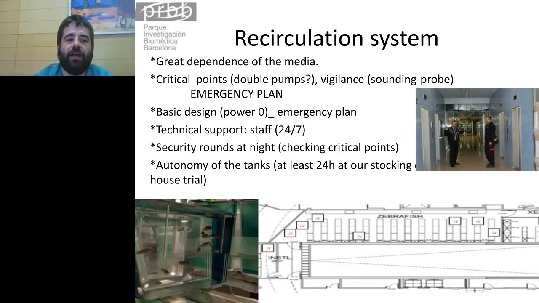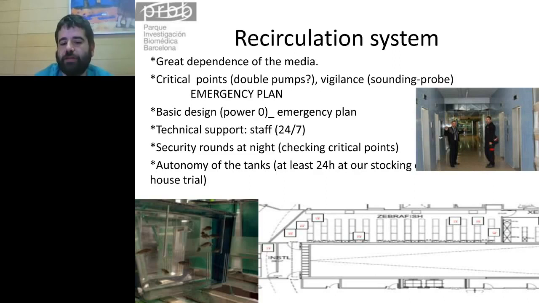So in our case, we have double pumps in case one breaks, so we can change really fast to another one. We also have technical support that is available 24 hours, 7 days per week. And we also have security guards who go around our facility during the night and check the critical points that are shown on the map. So they check really easily, and if there is something going wrong, they will call us.